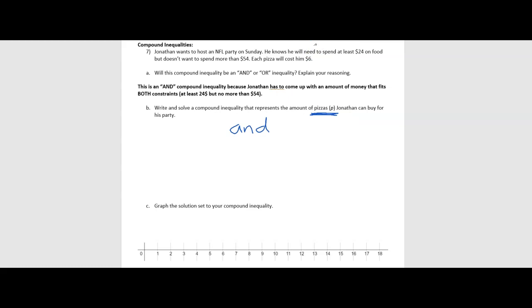So the money he spends on pizza, we can say cost of pizza must be greater than or equal to $24. But then we have another one, where it says cost of pizza is less than or equal to, we actually need to fix this other one, greater than or equal to $24.